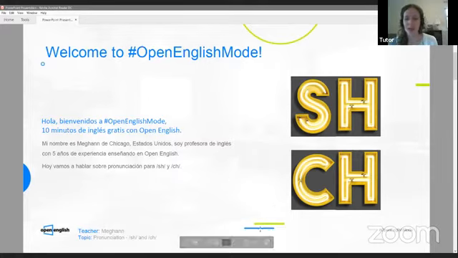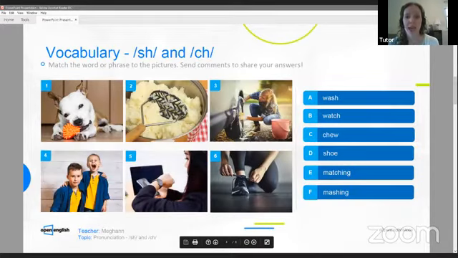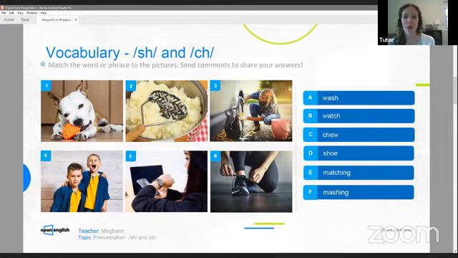Okay, so we are practicing pronunciation together. Let's start with some vocabulary that uses sh and ch sounds. So we want to match the word or phrase to the pictures. Match es emparejar. Try to identify which picture is which word. Send your comments, envía tus comentarios. I will read the words in English.